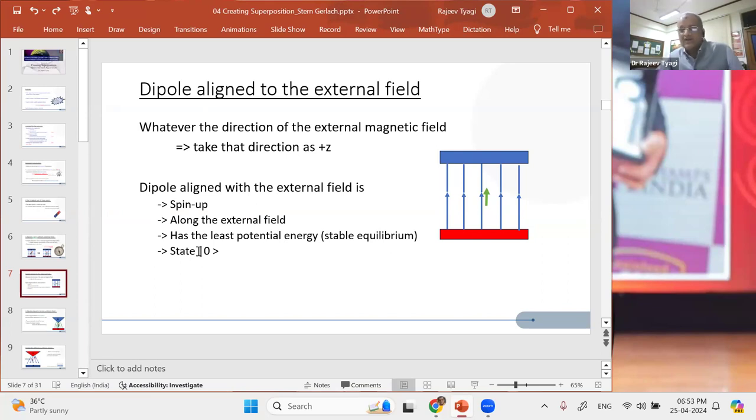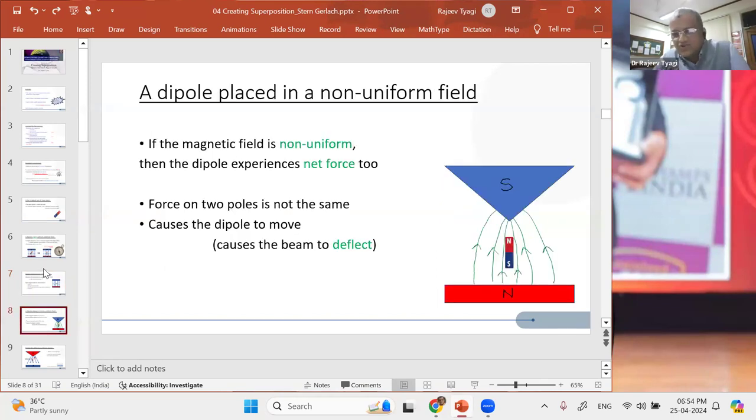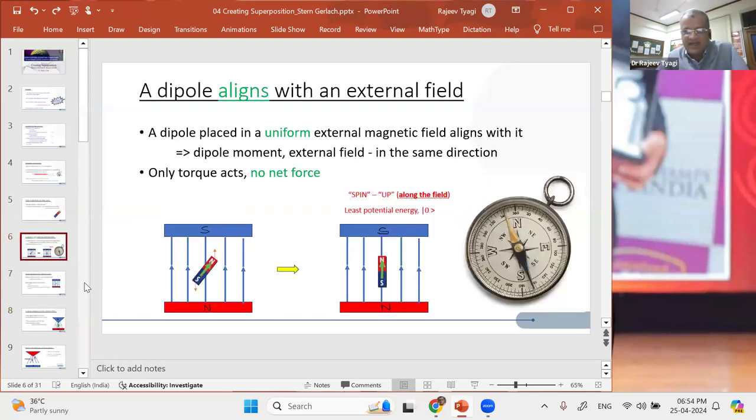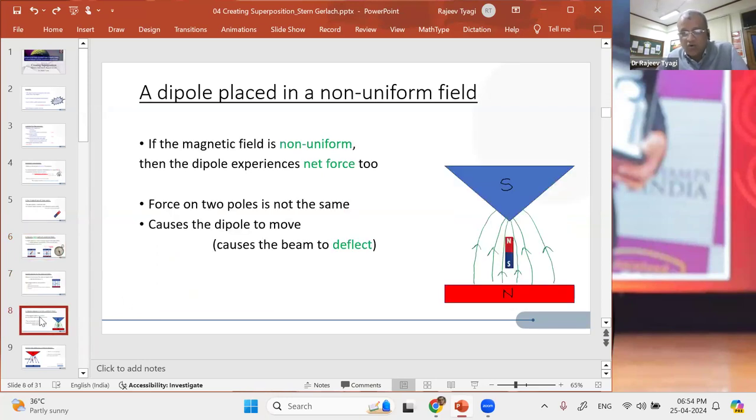Okay, now if the field is not uniform, what happens in that condition? If the field is non-uniform, let me go back to this diagram that I had and which I magnified. This force upward, this force downward were canceling out each other. There was no net force. There was only torque, which was aligning it. But now, because the field here is more and the field here is less, the force on this north pole is more and the force on the south pole is less. So there is a net force, and this will create a deflection.